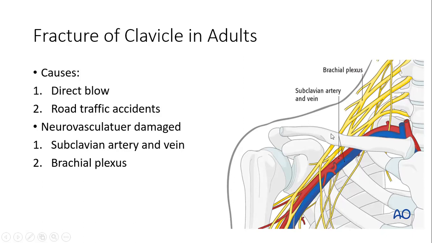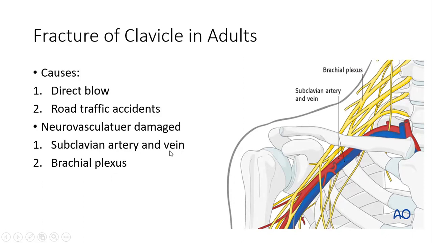In adults, when there is a direct blow or severe road traffic accident, and the damage to the clavicle is severe, such extensive damage and fracture of the clavicle may lead to a very important pathology that may arise as a result of damage to the neurovasculature that is passing deep to the clavicle, from the neck to the upper arm. The structures that pass between the neck and the upper arm deep to the clavicle include the subclavian artery, subclavian vein, and brachial plexus.